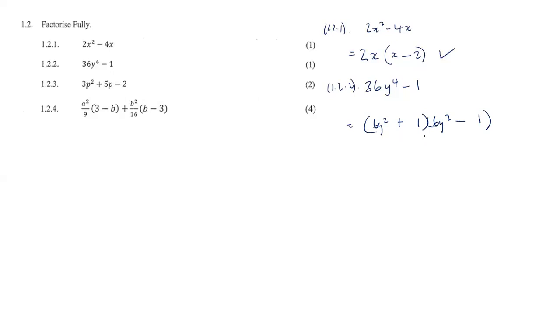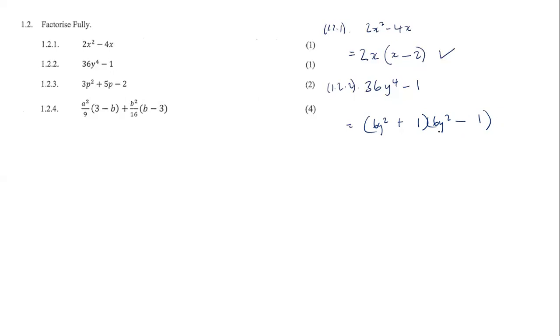Therefore, you check, can I further factorize this? No, there's nothing common here. And this cannot be a difference of two squares. Why? Because I have positive over here. You're supposed to have negative to see whether it is a difference of two squares or not. So this is done. Now let's check this side.